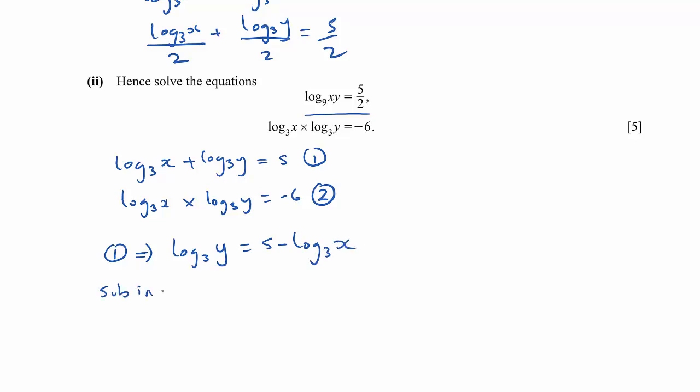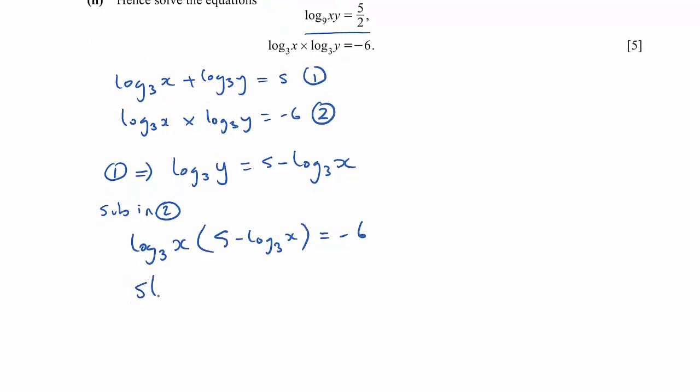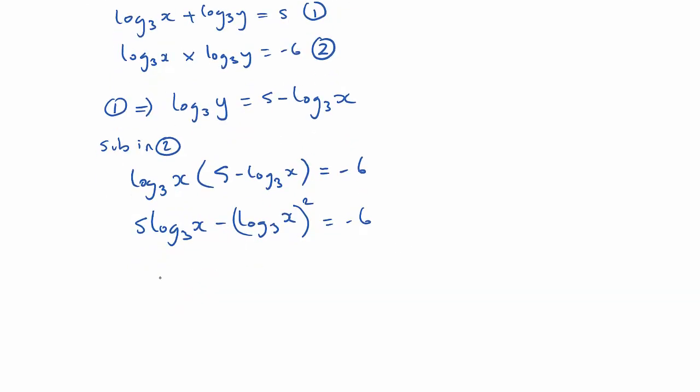And if I sub that in equation 2, I then have log to the base 3 of x multiplied by 5 take log to the base 3 of x is equal to negative 6. So 5 log to the base 3 of x take log to the base 3 of x squared is equal to negative 6. And take everything to the right, and then log to the base 3 of x squared, take away 5 log to the base 3 of x, take away 6 is equal to 0.